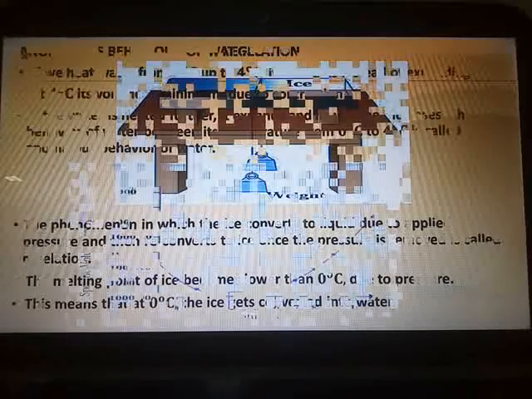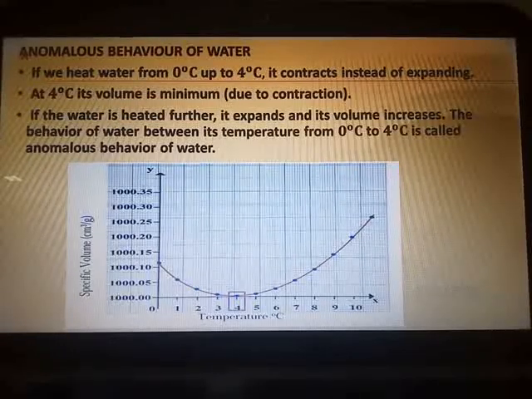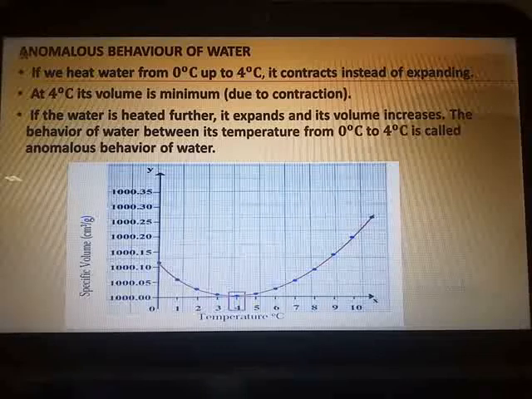Now our next topic is the anomalous behavior of water. We will just get ourselves introduced with this topic, and we will study the anomalous behavior in detail with the help of Hope's apparatus in our next session. What is anomalous behavior of water? In general, whenever any liquid is heated to a certain temperature, it expands, and when cooled, it contracts. This is what is generally observed.